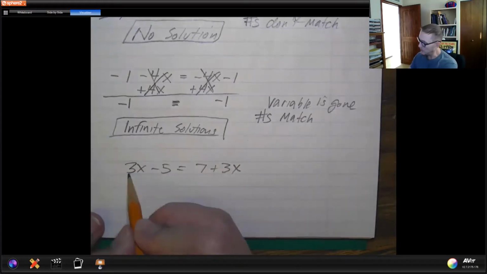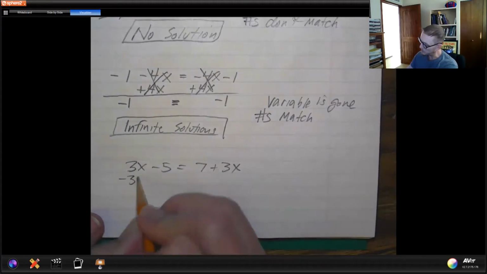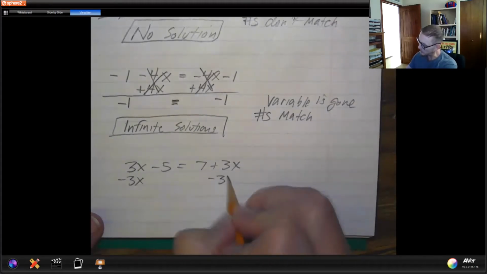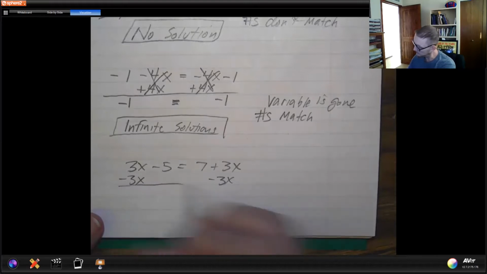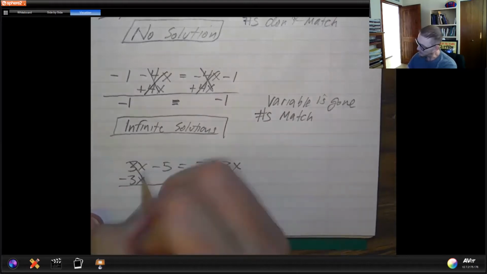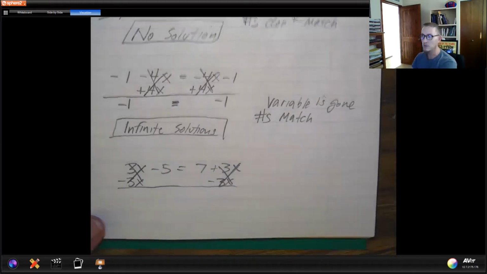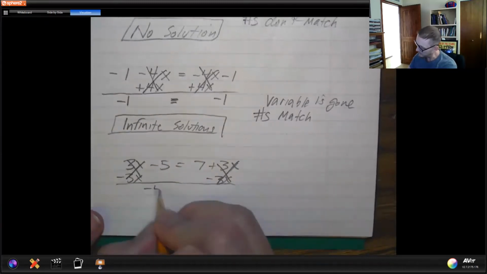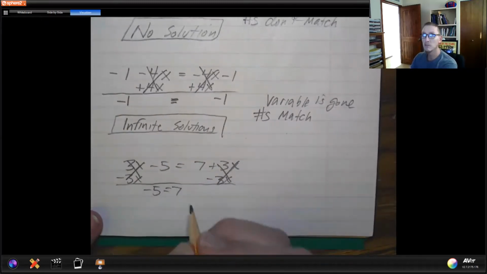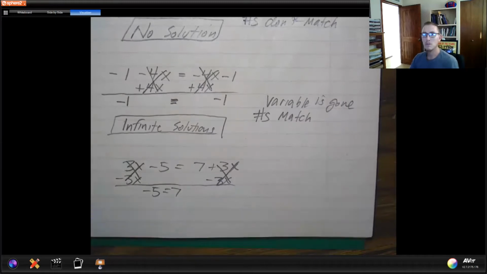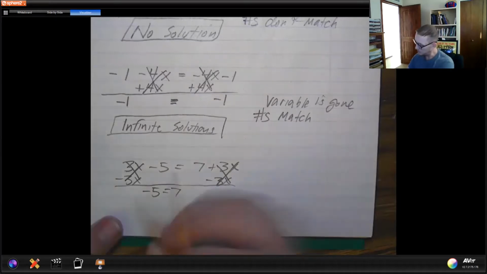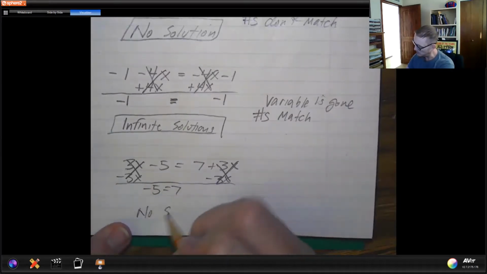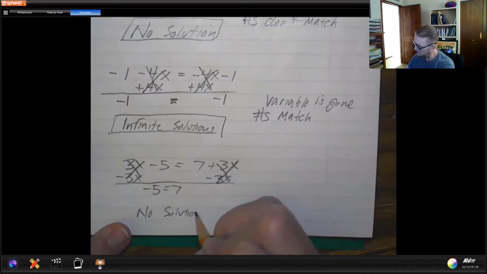We're going to go ahead and move the x's to one side. So I'm going to subtract the 3x, subtract the 3x. The 3x's completely cancel out, and I'm left with -5 equals 7. If -5 equals 7, those numbers do not match, and so this is a no solution.